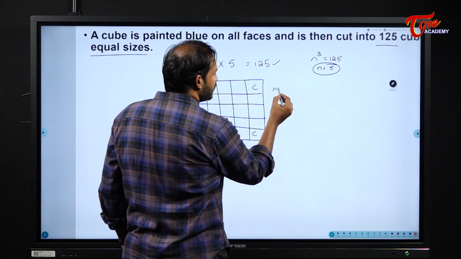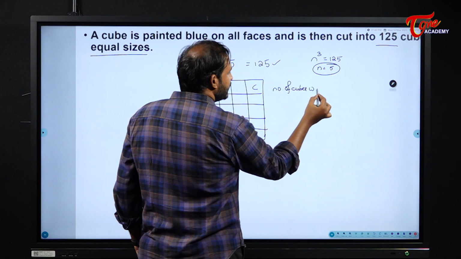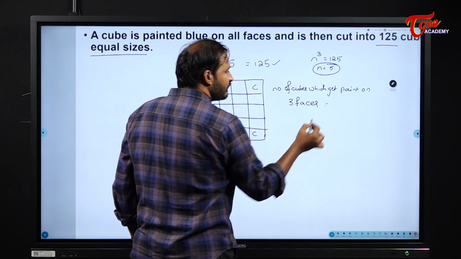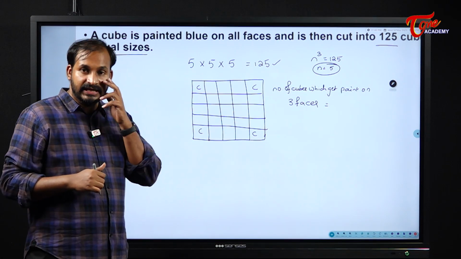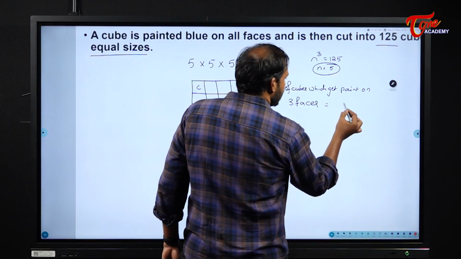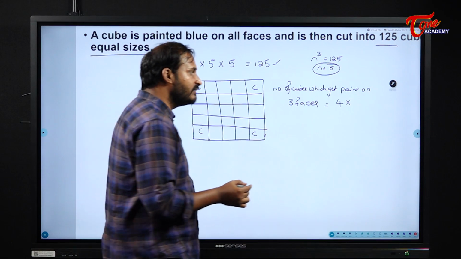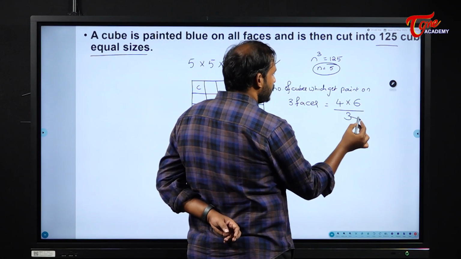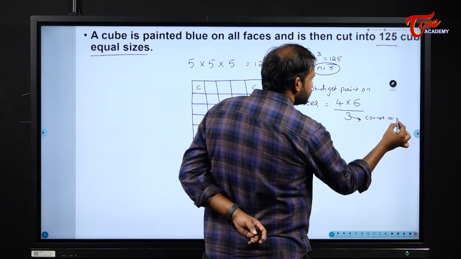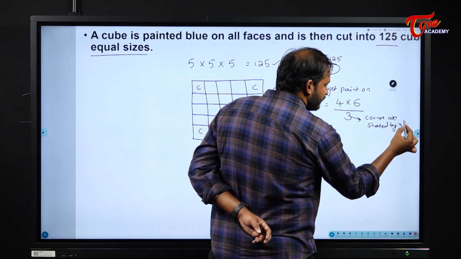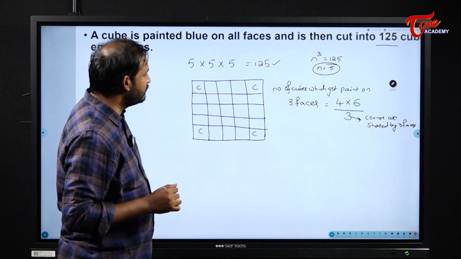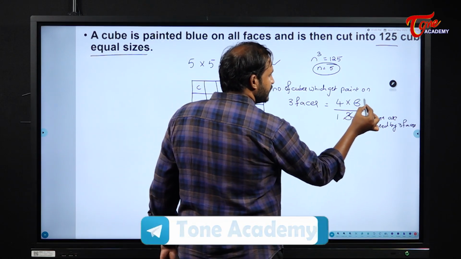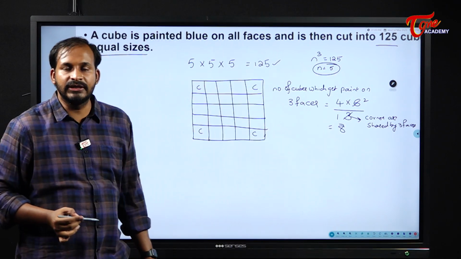How many corners are there on this face? Number of cubes which get paint on 3 faces. Actually, you can directly write it as 8, but for your understanding, on this face I can see 4. I have taken only one face. How many faces will I have in total? 6 by 3. Why am I dividing by 3? Because corners are shared by 3 faces, and the cubes which get paint on 3 faces are the cubes present at the corners. So 3 ones, 3 twos. So 8 cubes will get paint on 3 faces.